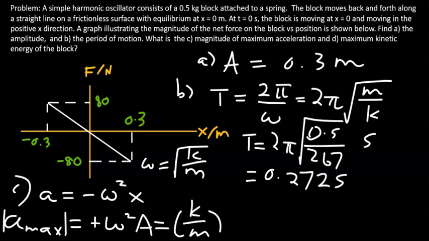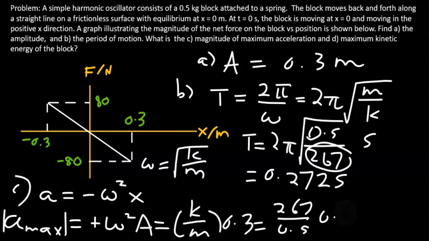Amplitude is 0.3 meter. So what is k? The spring constant was determined earlier to be 267. Mass of the block is 0.5 kg, times 0.3. And that will give you 160 meter per second squared for the maximum acceleration.